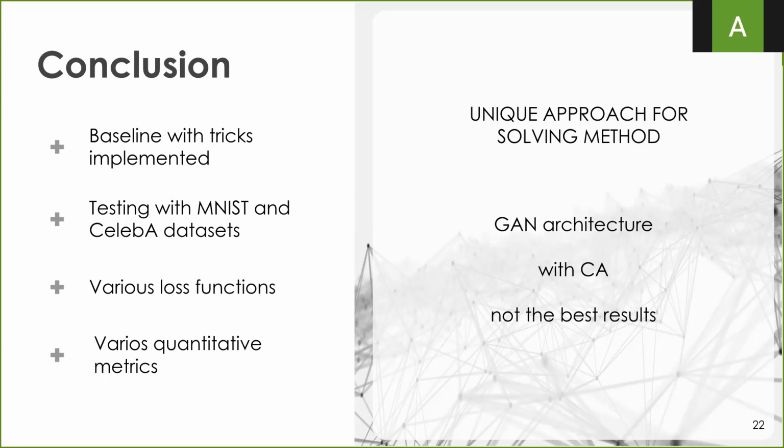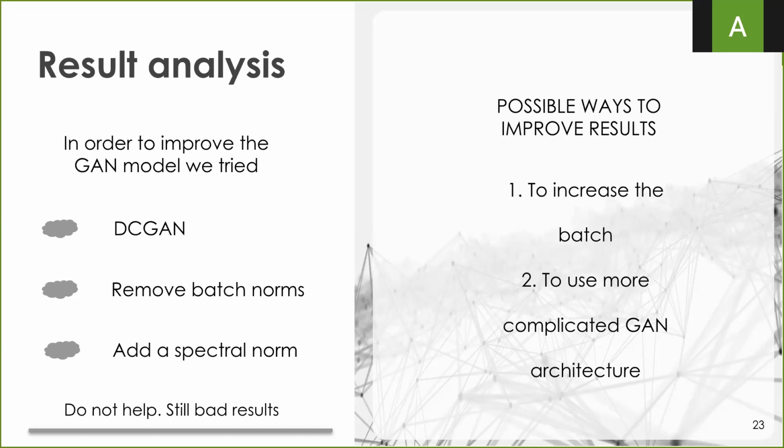However, we tried to improve it. We used DCGANs. We tried to remove batch norms and add a spectral norm, but it didn't yield good results. Now we can make some suggestions on how to improve the results, for instance to increase the batch size or to use more complicated architectures.